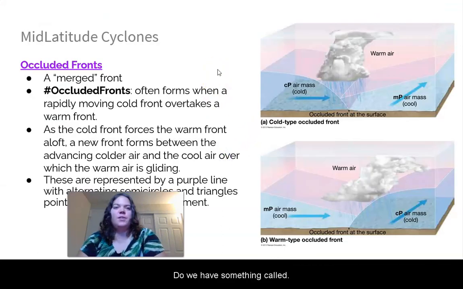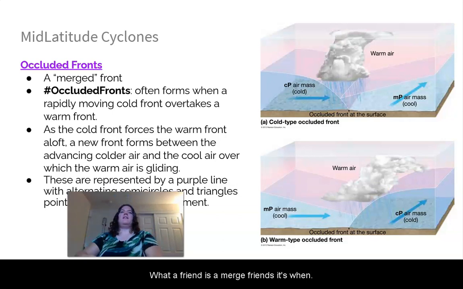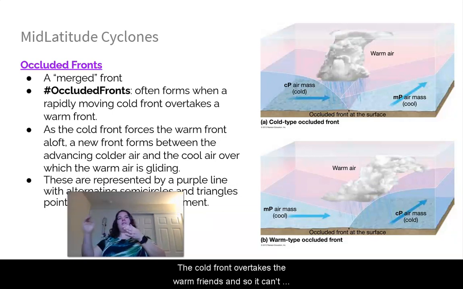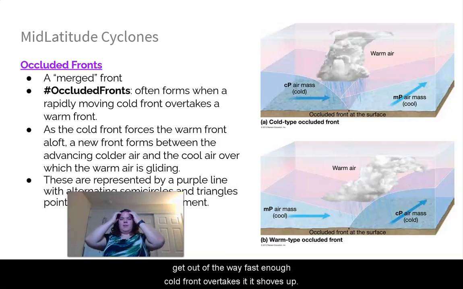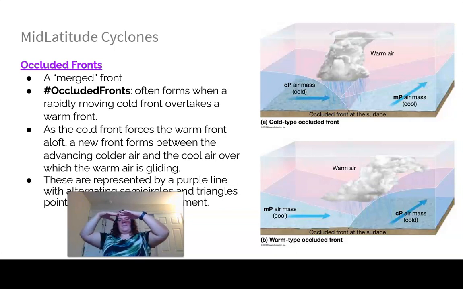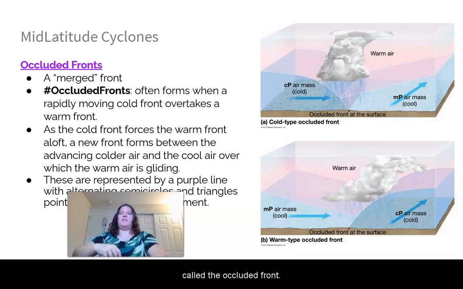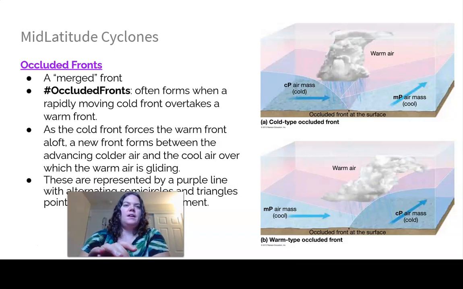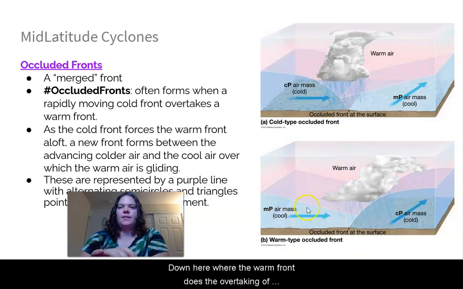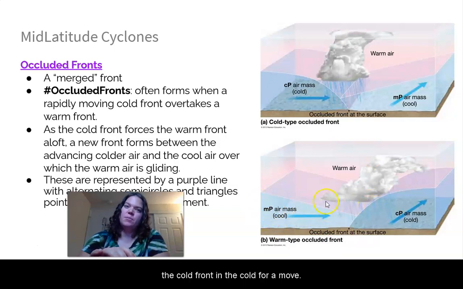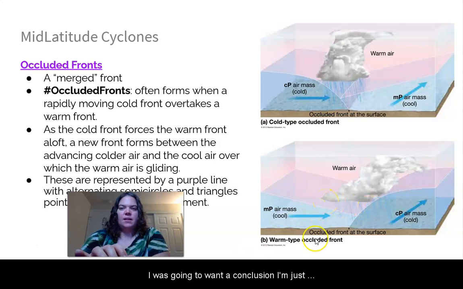Then we have something called an occluded front. So an occluded front is a merged front. It's when the cold front overtakes the warm front, and so it can't get out of the way fast enough. Cold front overtakes it. It shoves up the warm air, so we get this new front at the surface called the occluded front. Now, you can get it the other way around, down here, where the warm front does the overtaking of the cold front and then the cold front moves. That is called a warm type occlusion.